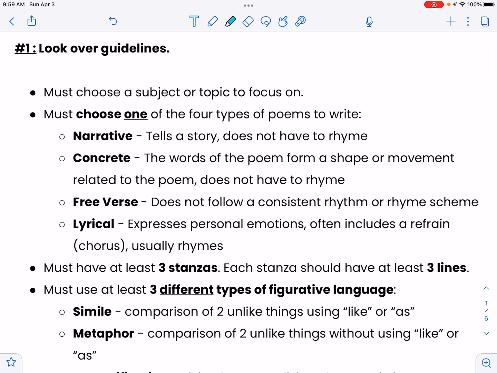We have to choose a subject or topic to focus on. Now, what does that mean exactly? It basically just means let's not write a random poem about, oh, I don't know. Y'all know how you guys are. Make sure that there's actually a focus.